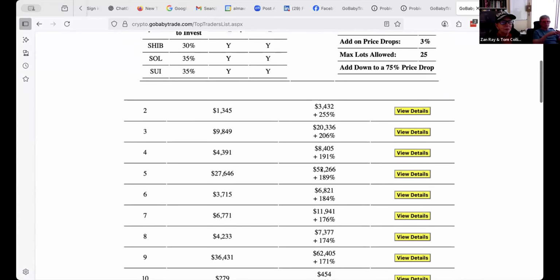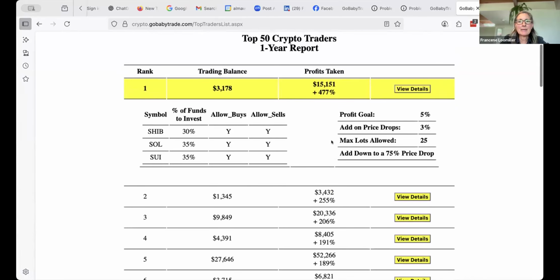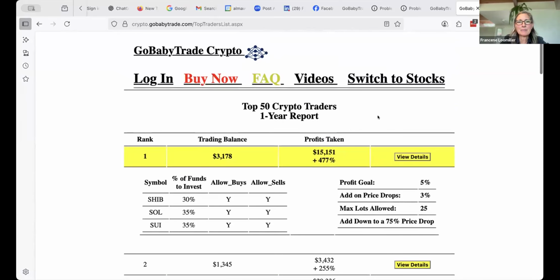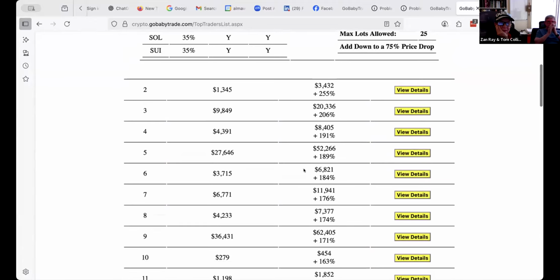Okay, so the trading balance includes the cash assets and the crypto that we own. Right. And profits taken are just the profits taken bucket. Now, keep in mind, if anybody goes in there and makes a manual trade, which you can do, like deciding I'm just going to sell this crypto and trade a different one, it automatically will remove your trader from being in this report. So this top trader report is just people's traders that have not done any manual trades.